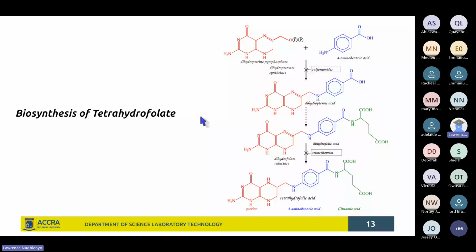Right, so the first that we'll look at is the control of the process of biosynthesis of tetrahydrofolate. And quickly, where did you meet tetrahydrofolate? Tetrahydrofolate was one of the coenzymes we talked about. We refer to it as folic acid. You do remember that? Folic acid.